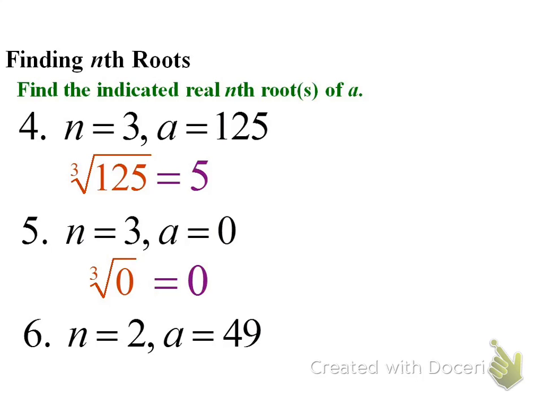All right, how would I write this? Square root of 49. Do I need an index? No. When your index is 2, you don't need to write anything. This is just a square root of 49. I heard a couple of you say it. It's plus or minus 7.